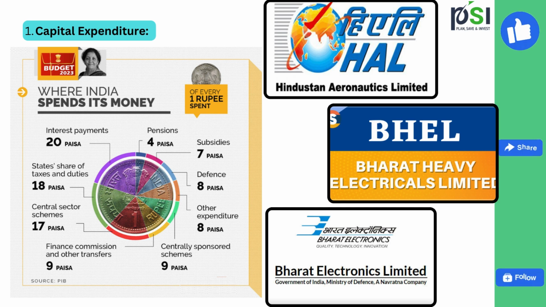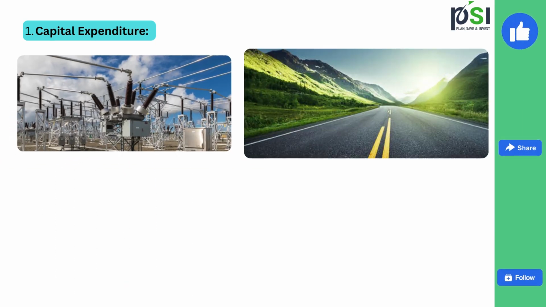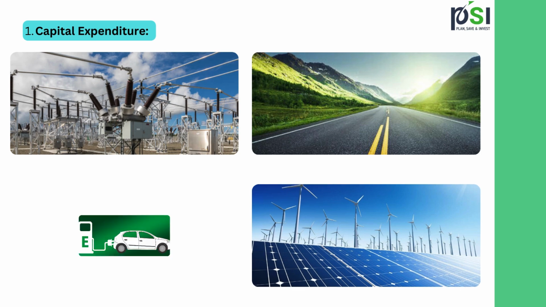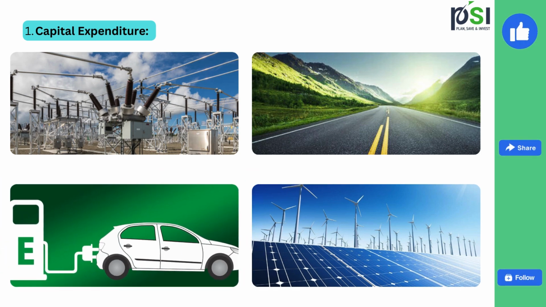So if you see in this current budget, they primarily focused on infrastructure like power, roads, renewable energy, electric vehicles. So this is the importance of capital expenditure.